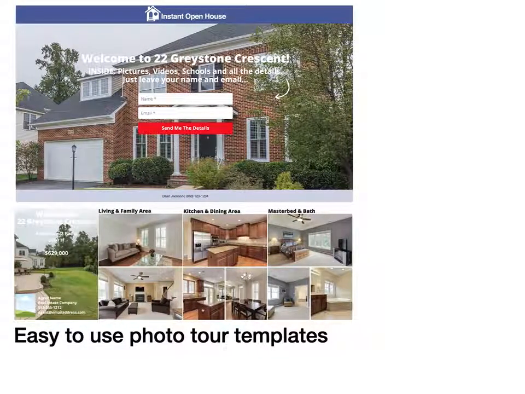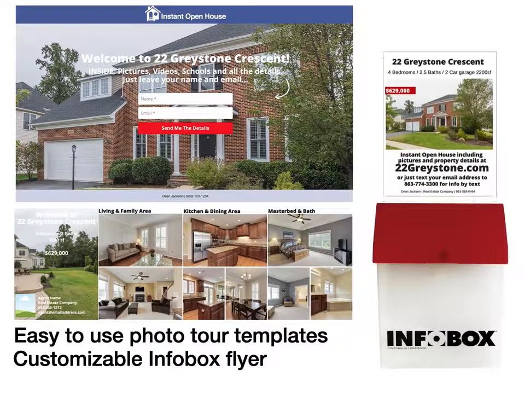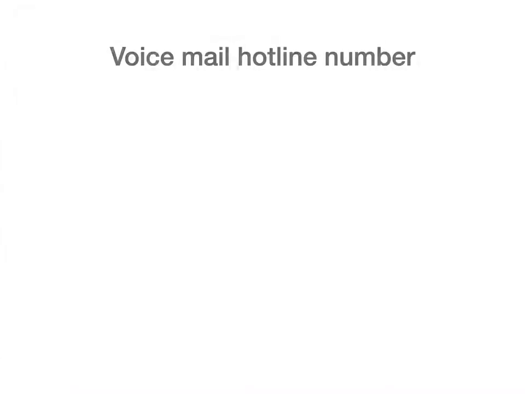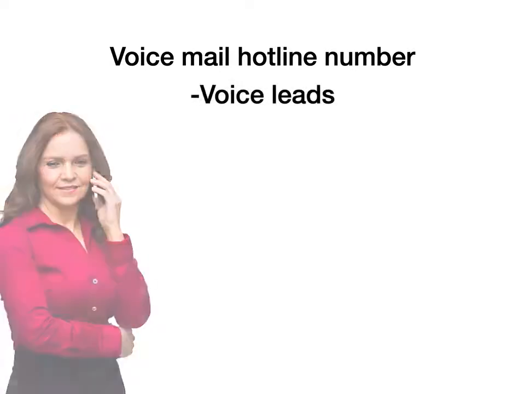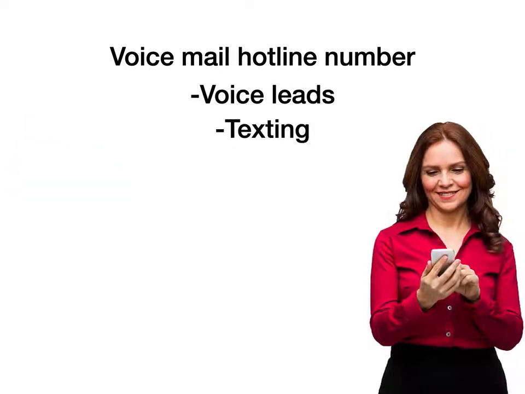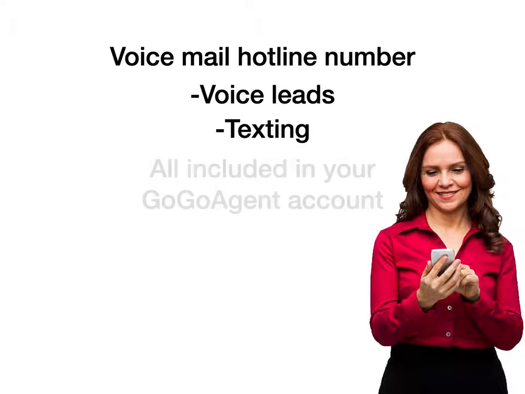We've got the info box flyer we've already designed for you to customize with all of your listing info. We've got a unique voicemail hotline number for both your voice leads and texting so that you get more leads. We can direct people to call and listen to a recorded message or to text their info, text their email address to get more info, and that number is included in your GoGo Agent account.